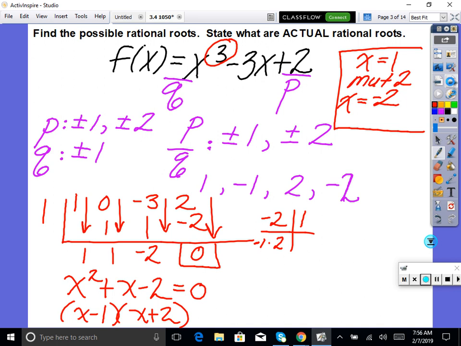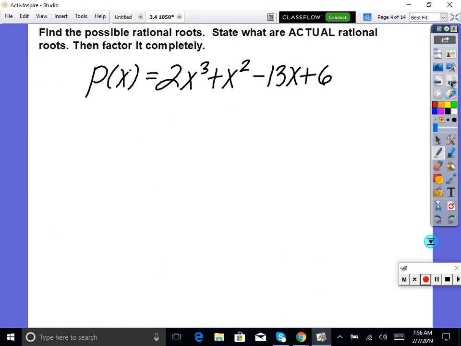of a problem. Okay, let's do another one. It says find possible rational roots and then state which ones are actual rational roots. And then it wants us to factor it completely. Okay, we can do that.